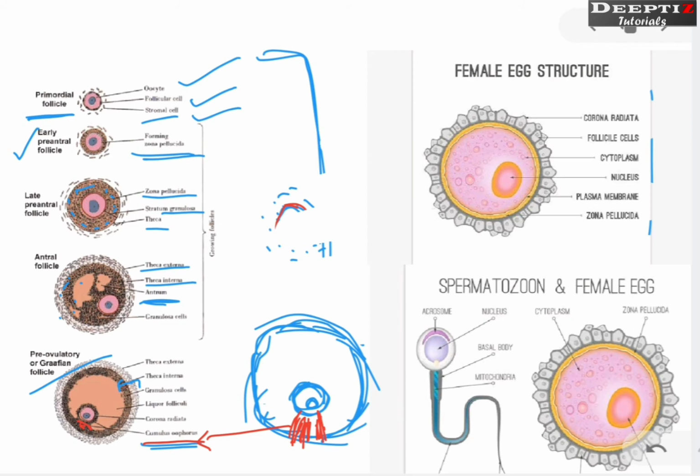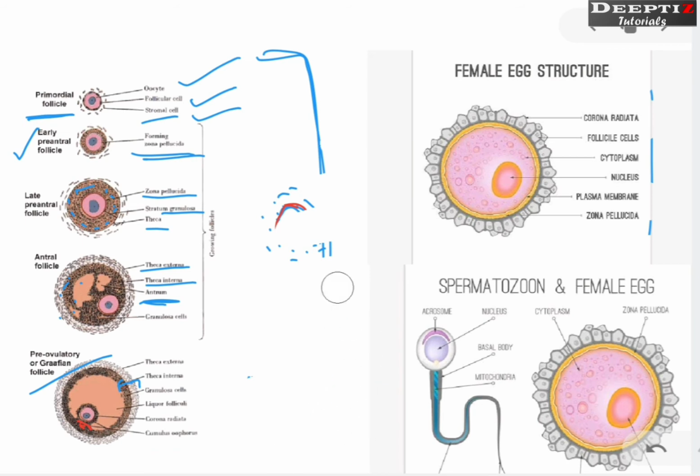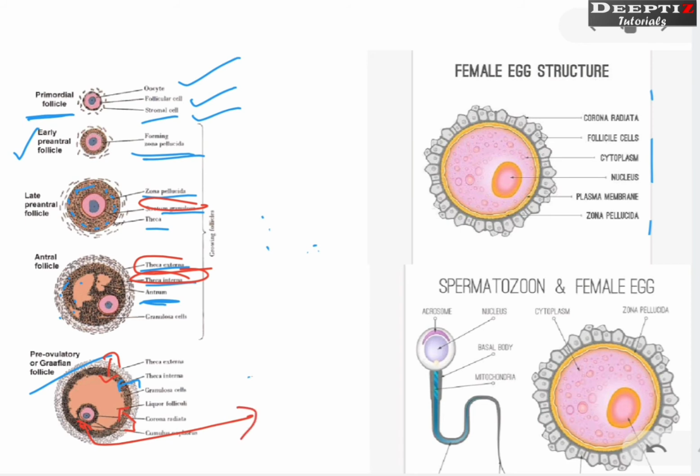Now, surrounding this oocyte there is one more layer. This layer we call corona radiata. Just a minute, then you will understand it. When you look at the initial stage, there were so many layers like theca externa, theca interna, granulosa. All these layers are now separated. Now what is left with this cell? The oocyte cell will be there.